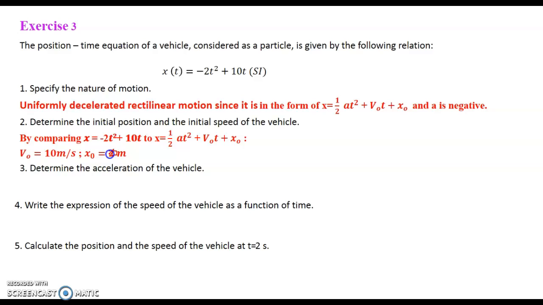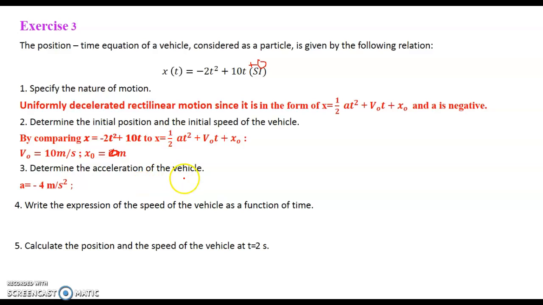Why is it equal to 0, not to 2, as you might think? Because we have 10t, and in the general equation, x naught is not multiplied by t. Is it dependent on time? No, it's the initial position regardless of the time. So we have no constant added here. This means that it is plus 0. So in this case, the object started moving from the origin of the reference.